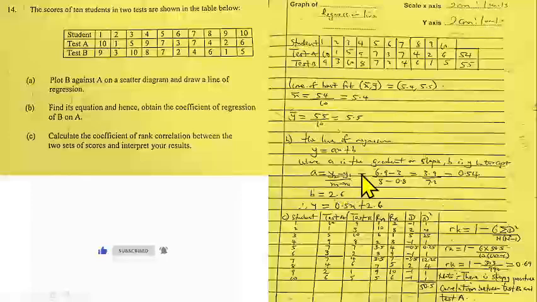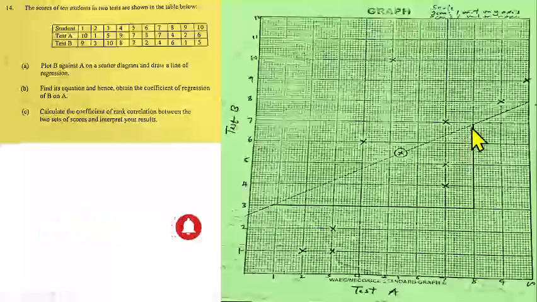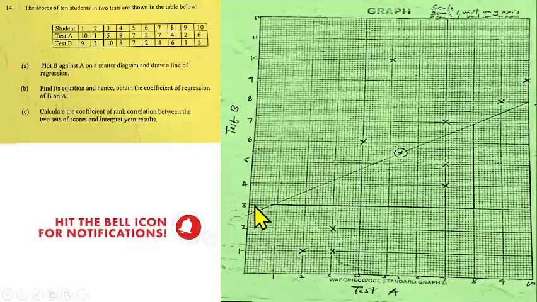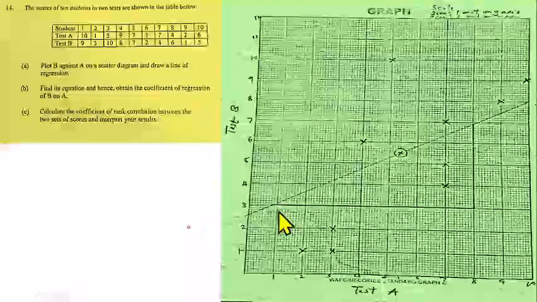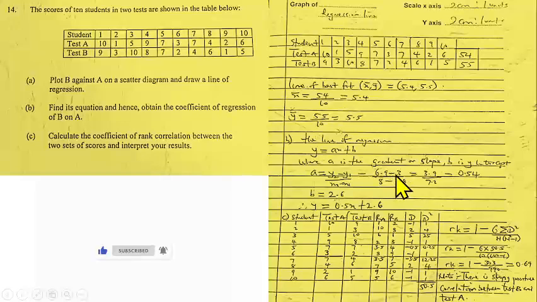Find the change in y over change in x. So if you go back, our change in y over change in x is y2, 6.9, minus 3 according to our graph, over 8 minus 0.8. So 6.9 minus 3 gives us 3.9 over 7.2. Divided by that will give us 0.54 as the gradient, that's our a.